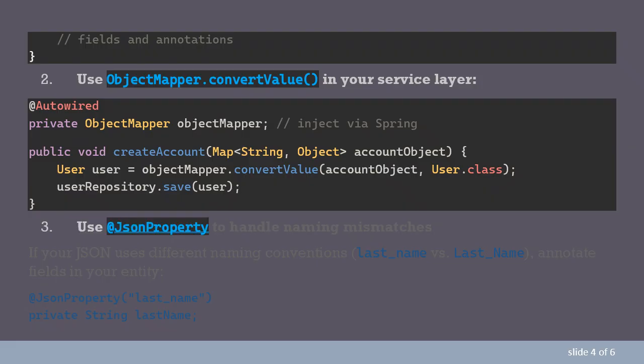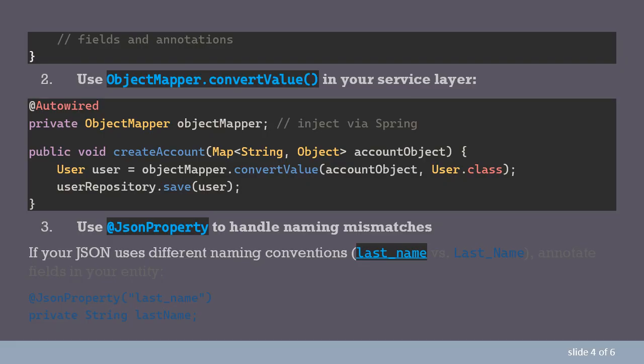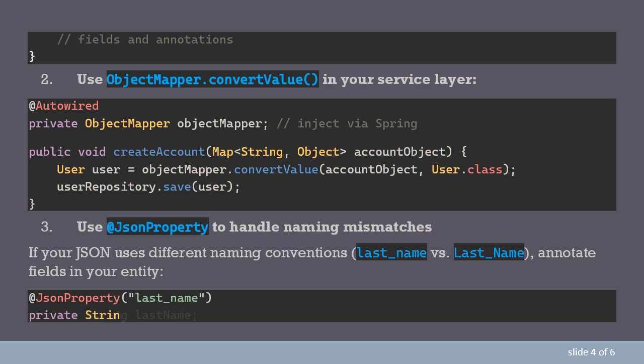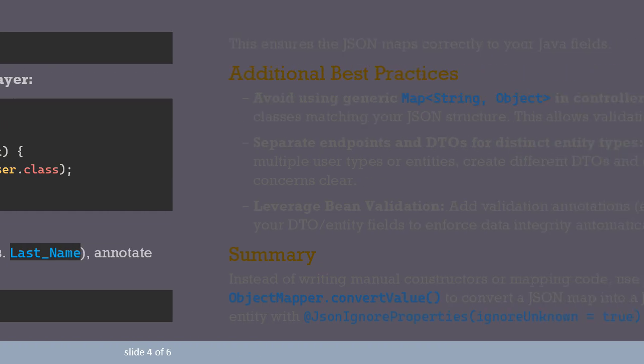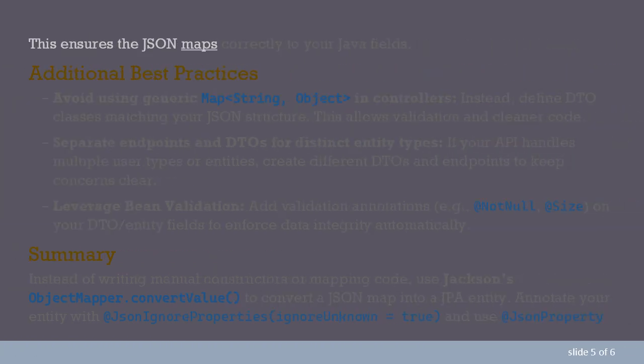Use @JsonProperty to handle naming mismatches. If your JSON uses different naming conventions, like last_name versus lastName, annotate fields in your entity. This ensures the JSON maps correctly to your Java fields.